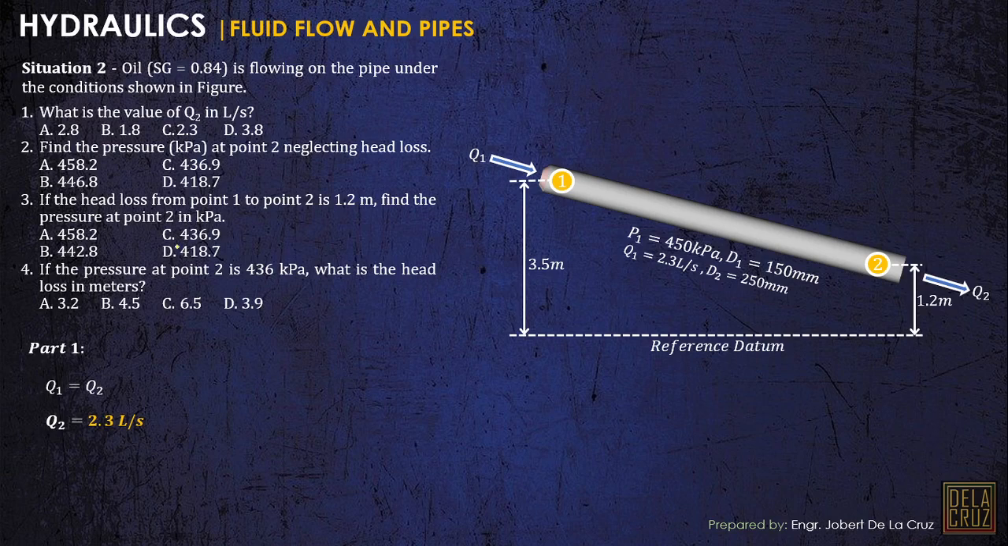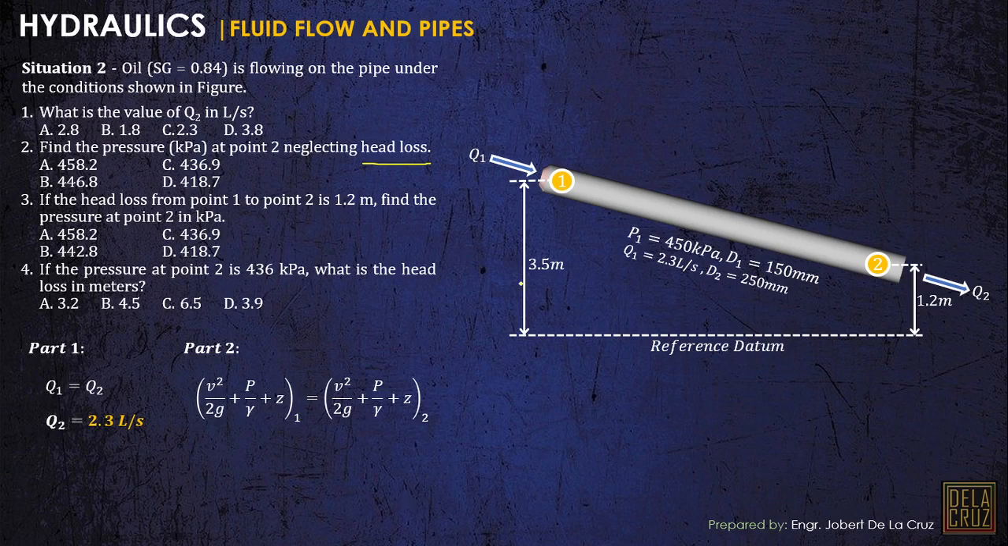Number 2, find the pressure at point 2, neglecting head loss. So how can we solve the pressure? Here we can use Bernoulli's equation, Bernoulli's energy theorem. In this case, we neglect head loss, and take note, we have no pump or turbine in between them, no machines. Then we can just say that the energy at 1 must be equal to the energy at point 2. The energies are composed of velocity head, pressure head, and elevation head, at points 1 and 2.